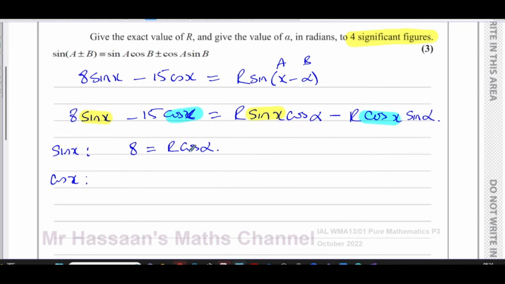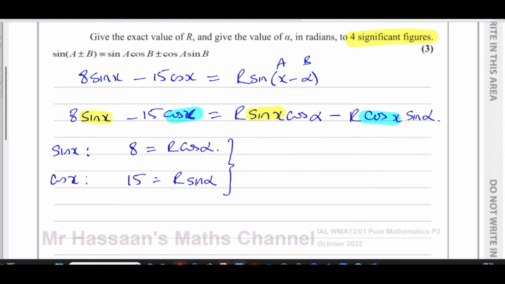So we don't have to worry about the minus because they will cancel each other out anyway. So I could write 15 is equal to r sine alpha. Now with these two together, I can now calculate alpha and r quite easily. There's two ways of doing this. One of the ways is by drawing a right angle triangle.